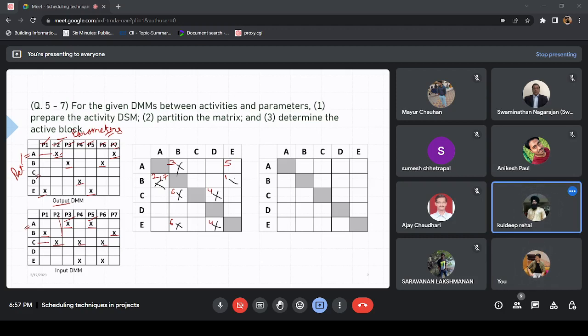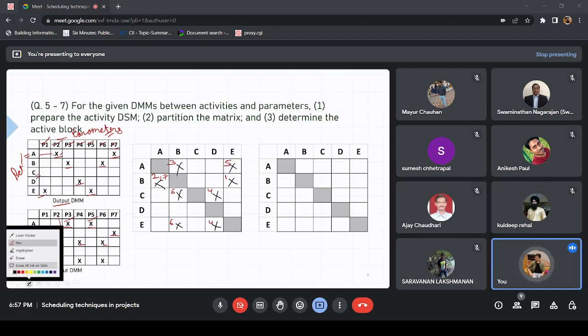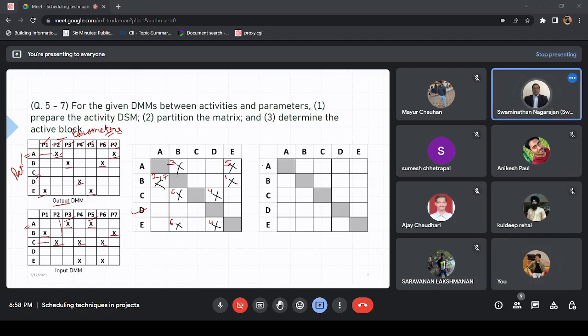So this is the DSM you are getting, and it is also asking you to partition it. Partitioning we saw. I'll try to repeat the exercise. We can see D as an empty row, and so D goes first. Let me take it to another page. I will just take the photo, and we'll try to determine it here.